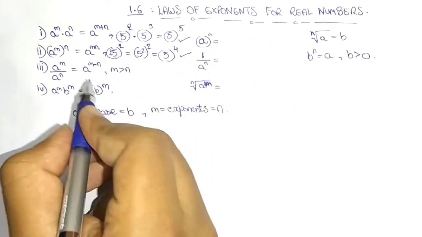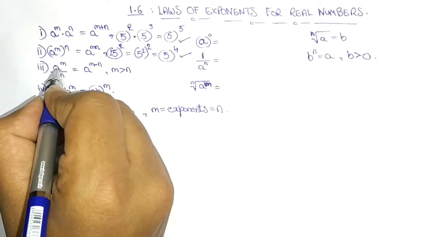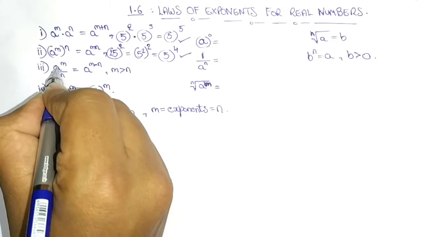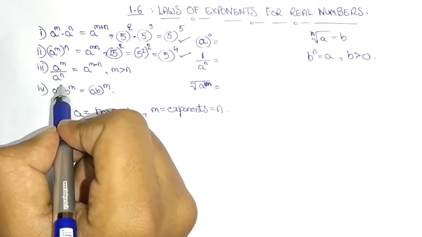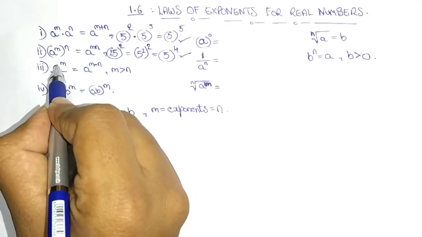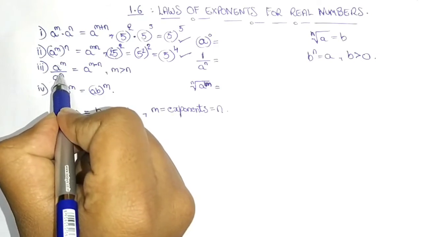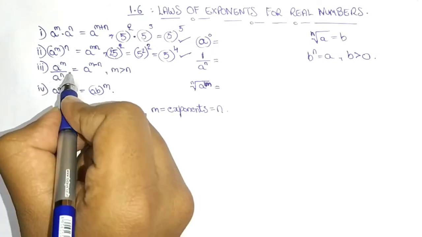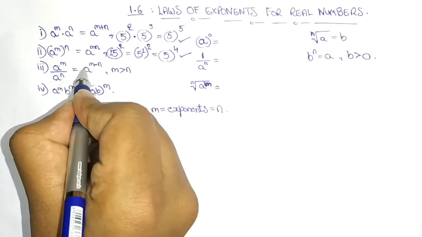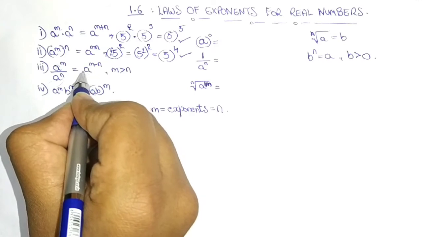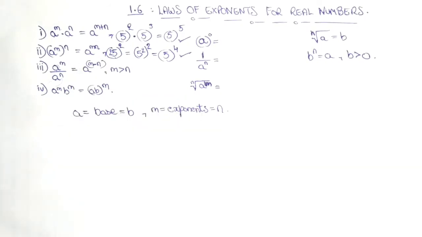Now coming back to the third law, it states that if you have like numbers, this number should be the same, in the numerator and denominator, and if the numerator number is raised to an exponent M and the denominator number is raised to an exponent N, then if M is greater than N, you can write that as the base to the power of M minus N.